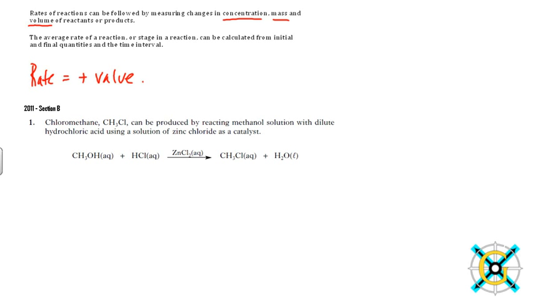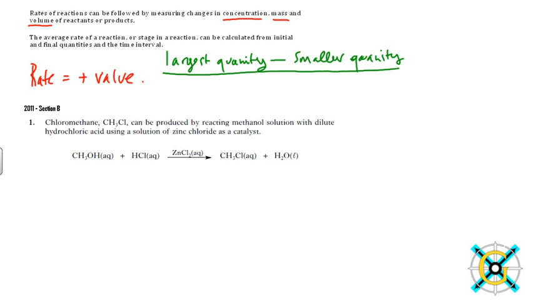Therefore, if you're calculating the rate, you need to use the largest quantity minus the smaller quantity within that given time interval over the time interval. So let's get on with the question.